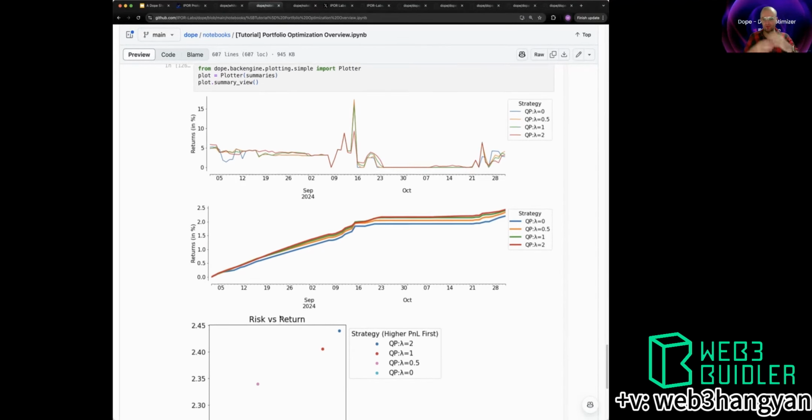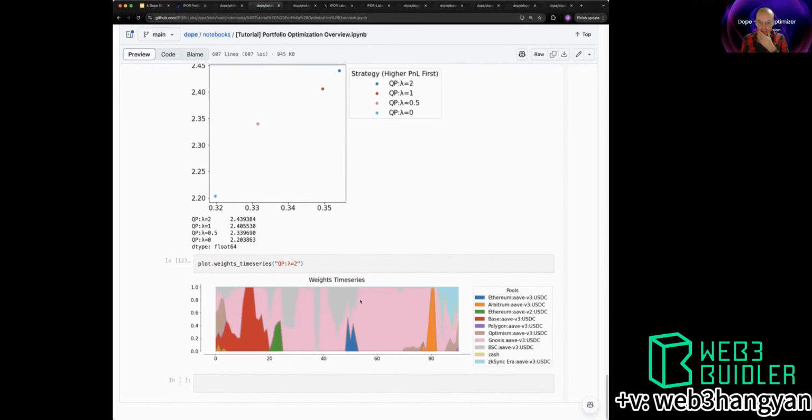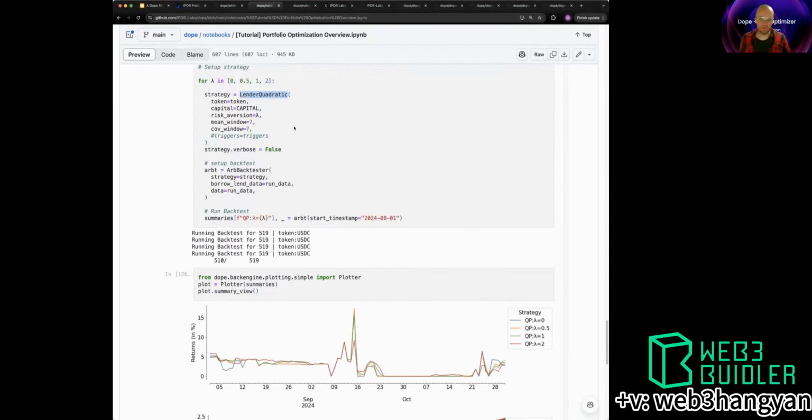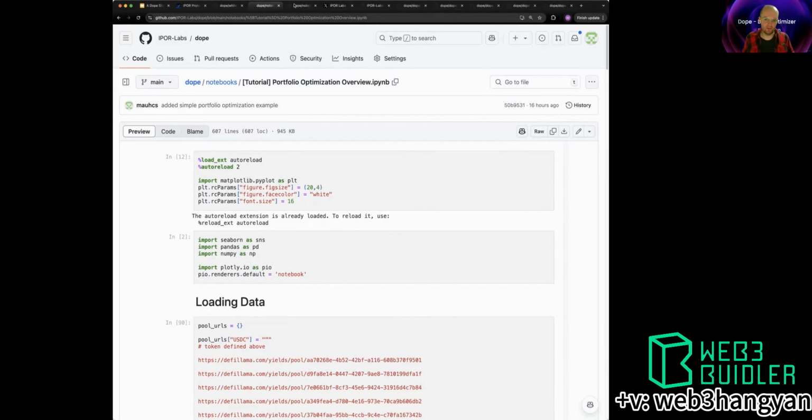And then you can choose which risk profile you want, the risk aversion parameter, and then you're basically building that line that we saw on your backtest. You can see over time the weights, where those pools are and how the funds are distributed over time. So this is if you want to do a simple optimization yourself. That's one notebook. You can just go on DOPE and play around.